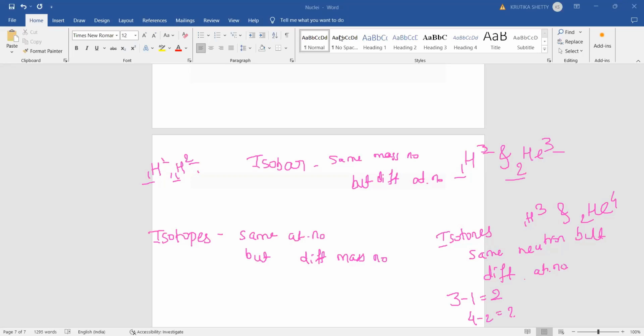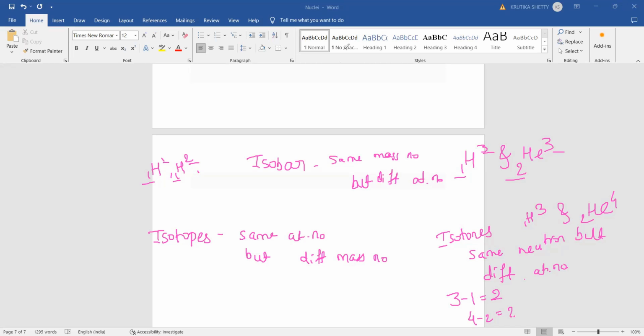So these types of substances are called what? Isotones. So isotopes, isobars, isotones. Along with the examples, you need to remember this. Other than this, in chemistry we study isomers. Isomers are having the same atomic number and same mass number, and the internal structure is different. That is called isomers.